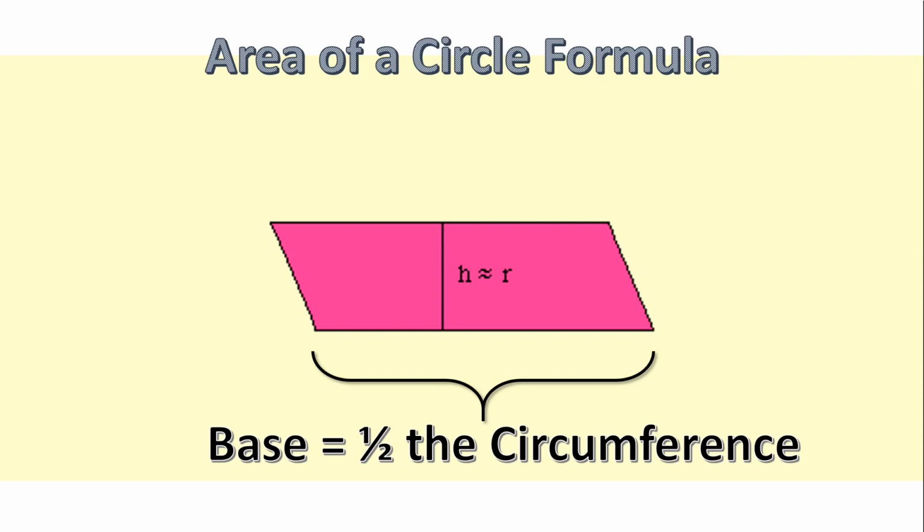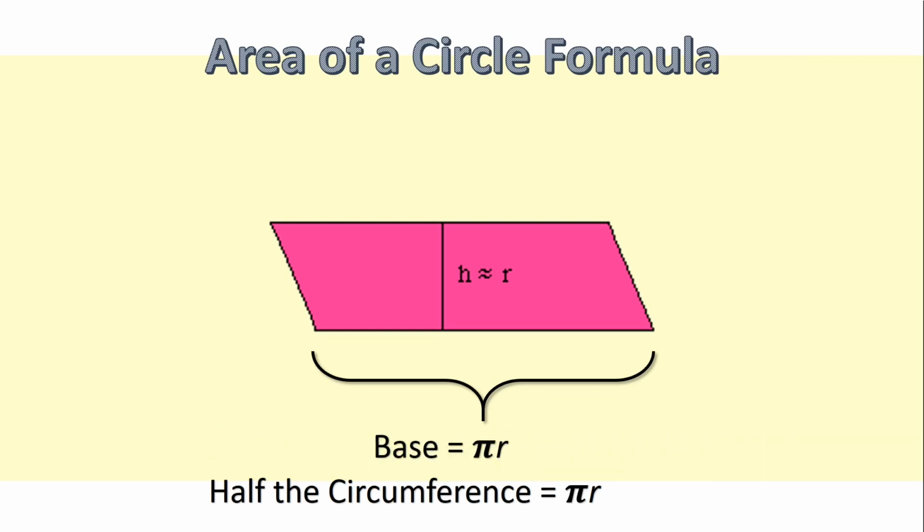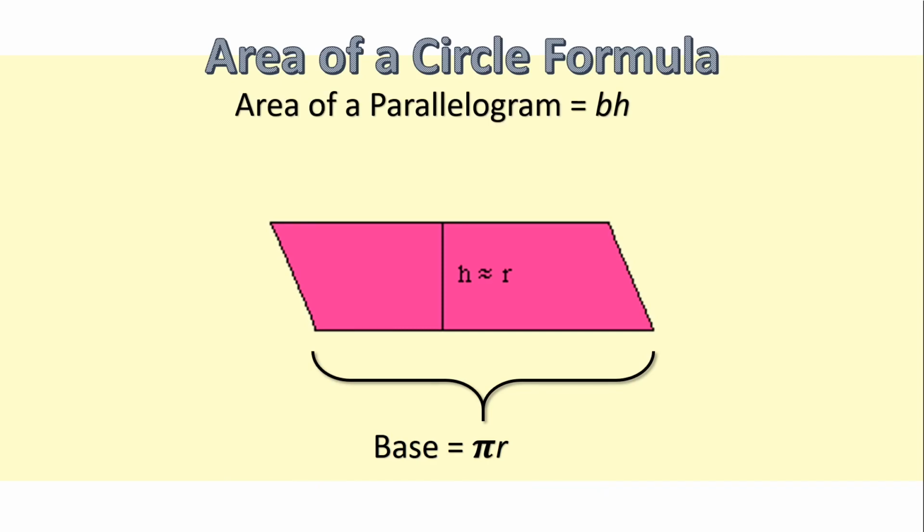If you can remember, the circumference formula is pi times diameter, so half of that would be pi times the radius. So if the base of this parallelogram is pi times the radius and the height is the radius itself, then I would find the area by doing base times height. So I would do pi times r, which is half of the circumference, times the height, which is the radius. And if I multiply a radius times a radius, I get a radius squared. And that is the area formula for a circle.